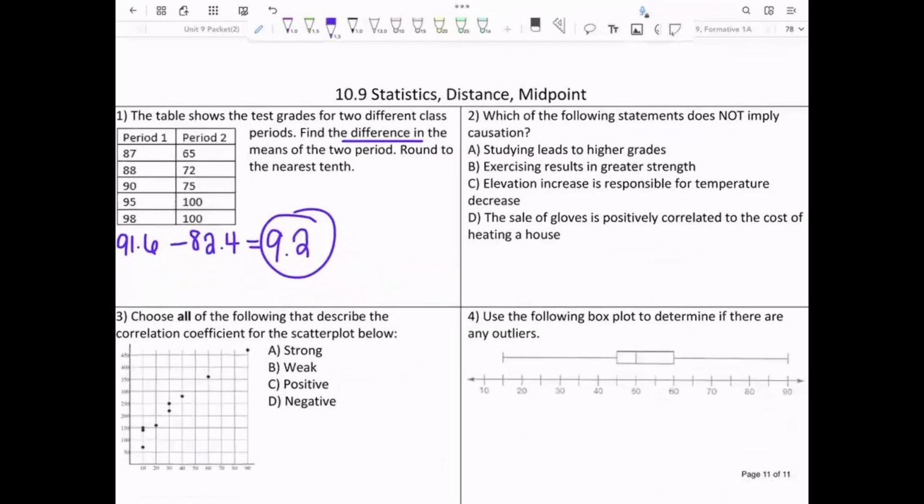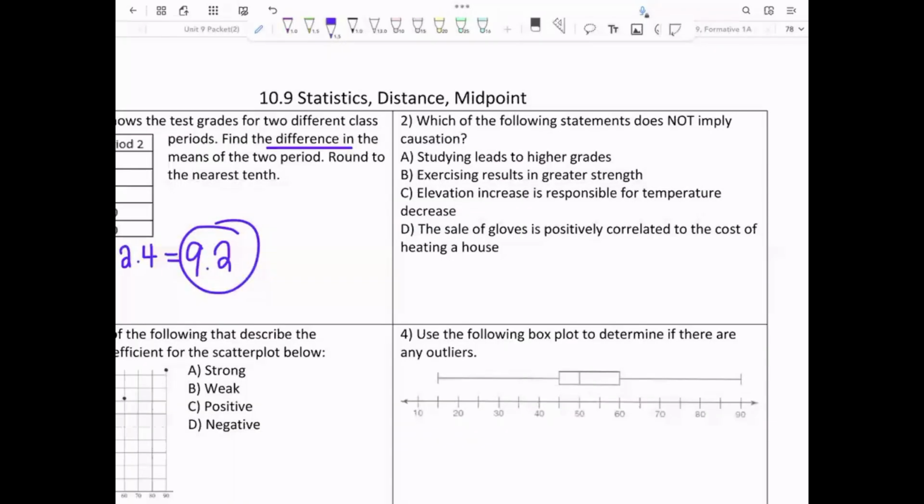All right, number 2, which of the following statements does not imply causation? Remember, causation means that one thing causes the other. Sometimes things can be correlated, but they don't actually cause each other to happen. So letter A, studying leads to higher grades, exercising results in greater strength, elevation increase is responsible for temperature decrease, and the sale of gloves is positively correlated to the cost of heating a house.